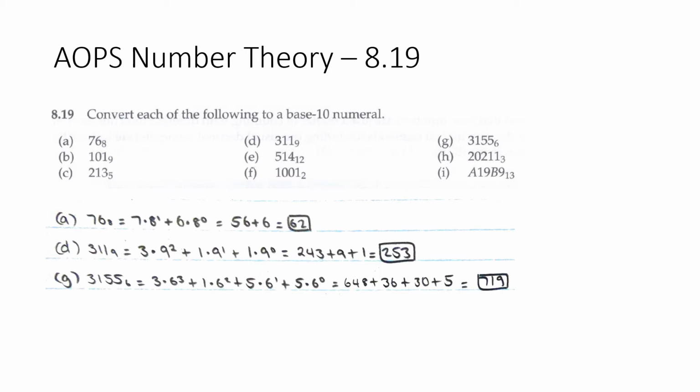AOPS number 38.19. Convert each of the following to a base 10 numeral. So we're just going to do A, D, and G. So A, 76 in base 8 is equal to 7 times 8 to the power of 1 plus 6 times 8 to the power of 0, which is equal to 56 plus 6, which is 62 in base 10.